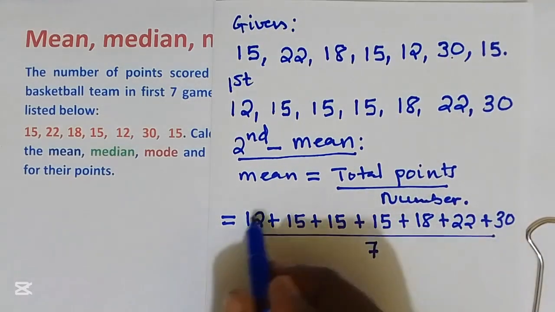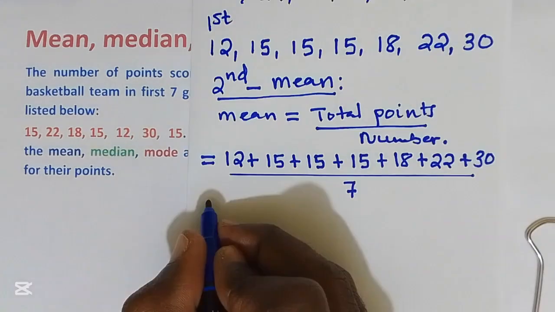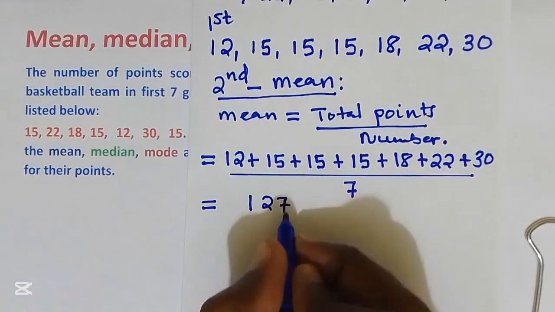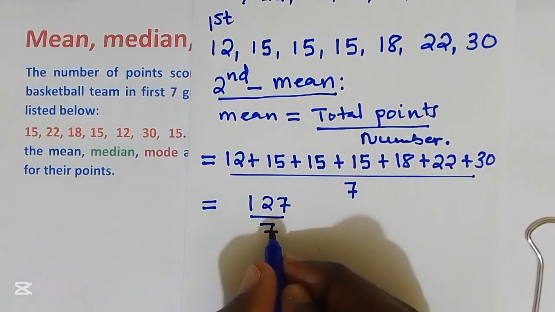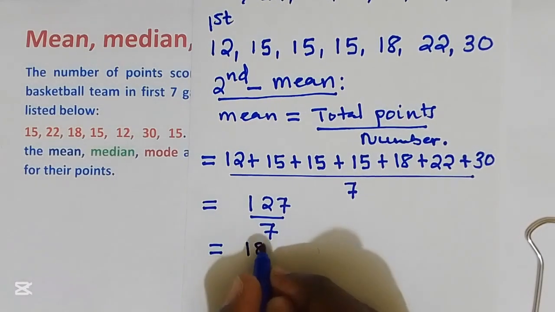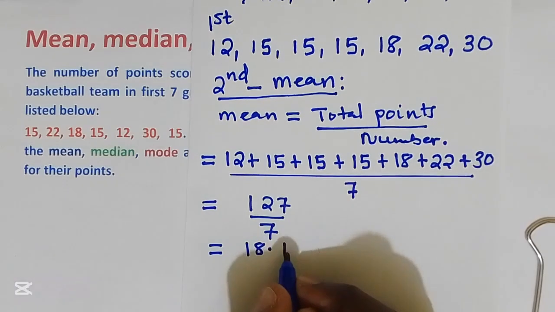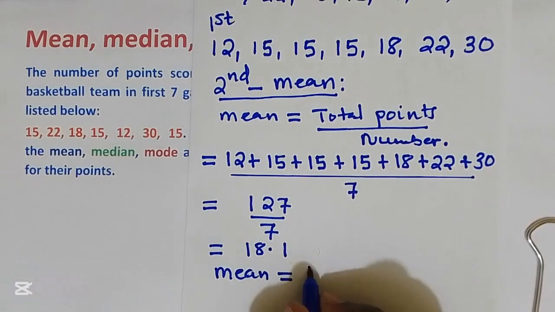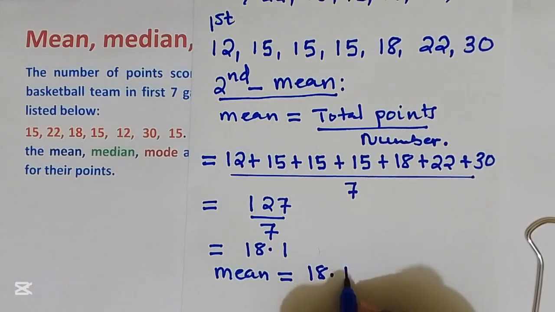Let me add these points. This is equal to 127 divided by 7. This gives us 18.1. So mean is equal to 18.1.